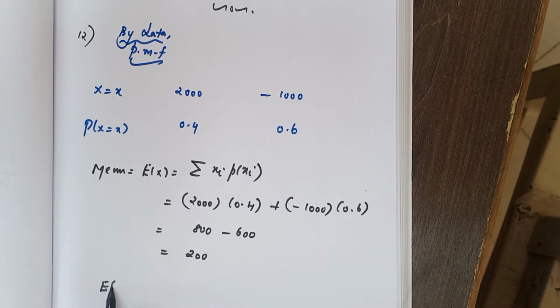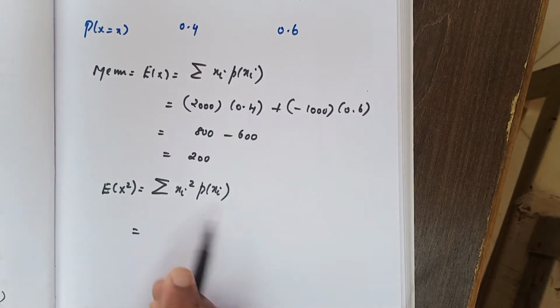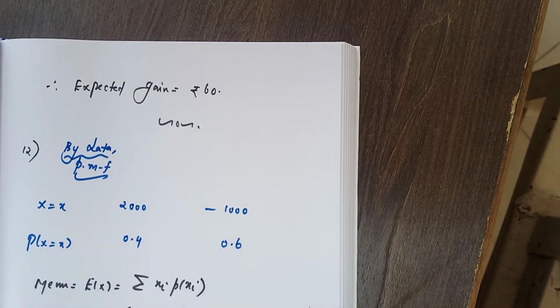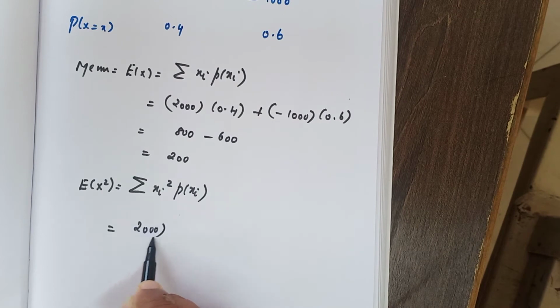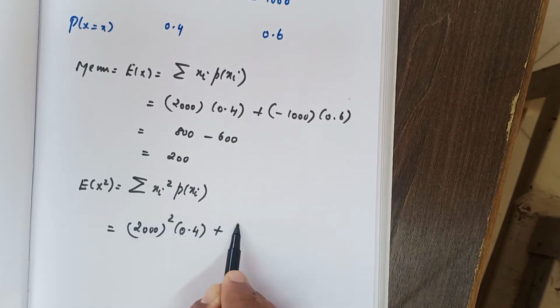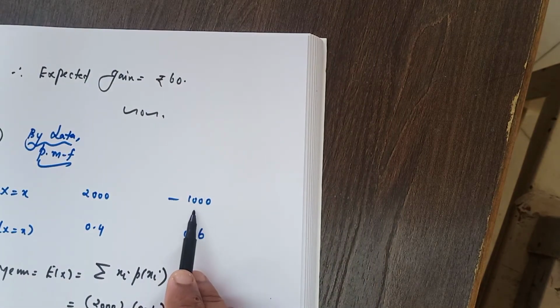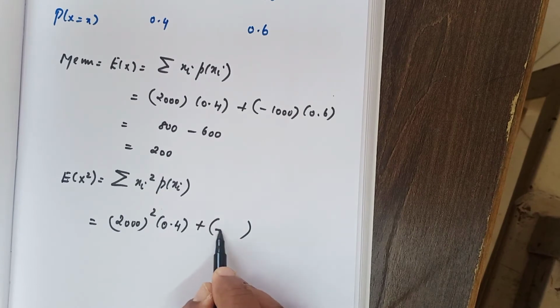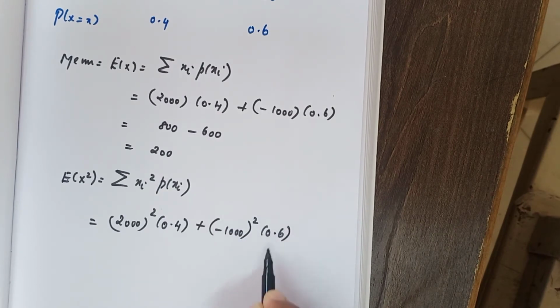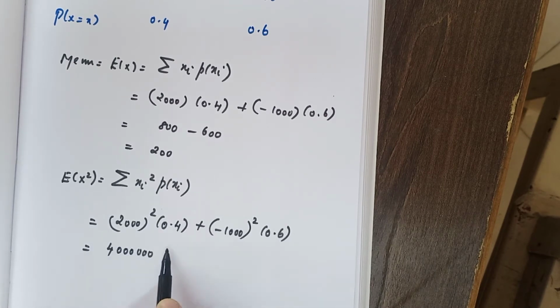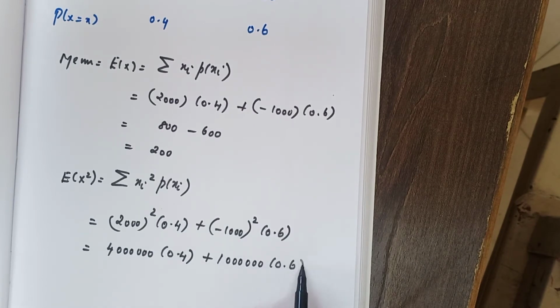Then you have to calculate expectation of capital X square, that is equal to sigma xi square into P of xi. That is the formula. Xi square, that is 2000 whole square into 0.4 plus minus 1000 the whole square into 0.6. 2000 whole square is 4 followed by 6 zeros into 0.4 plus minus 1000 the whole square, 1 followed by 6 zeros into 0.6.